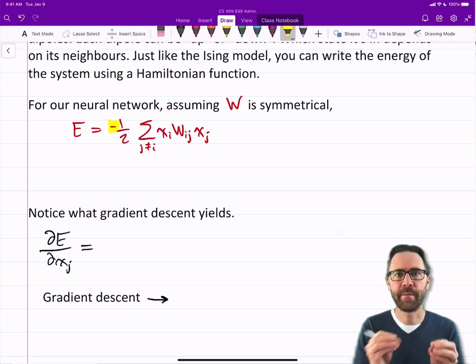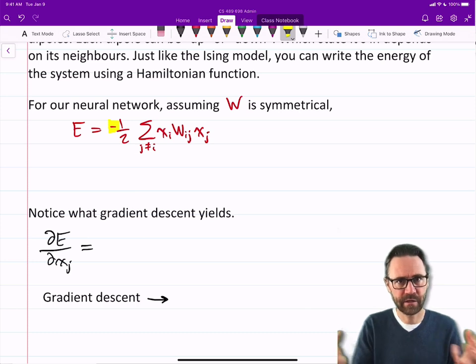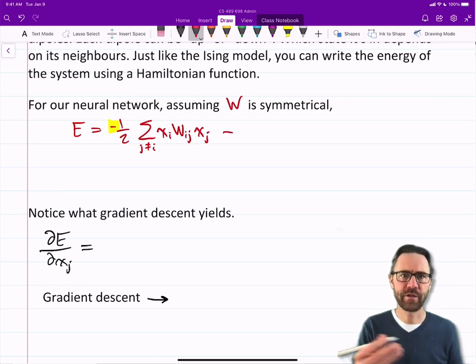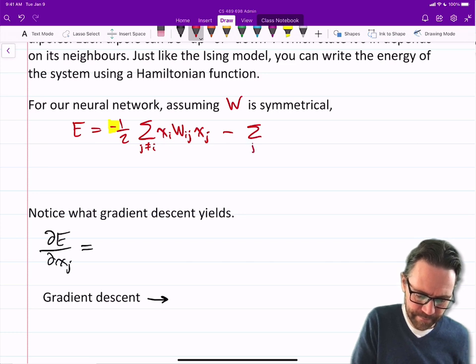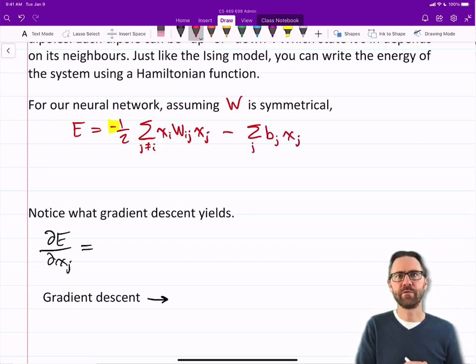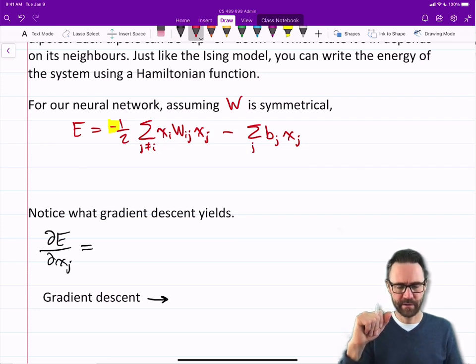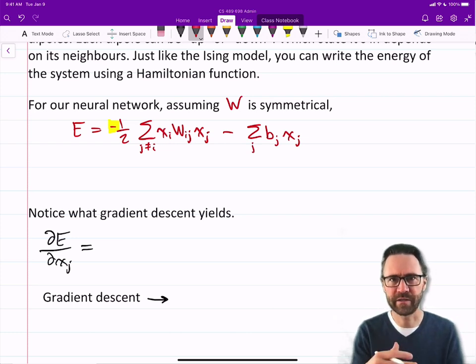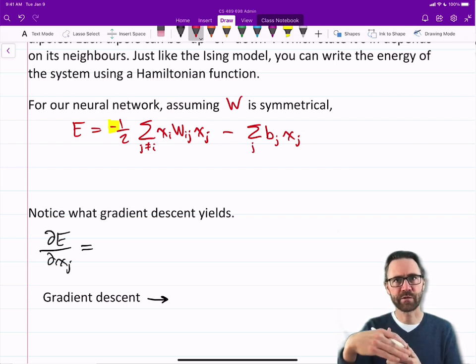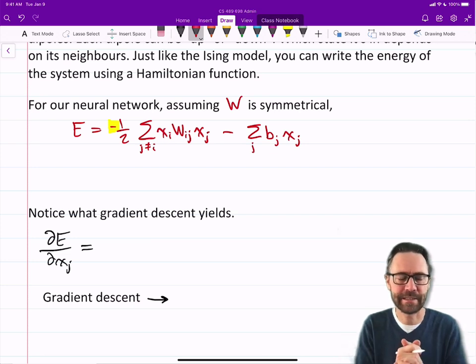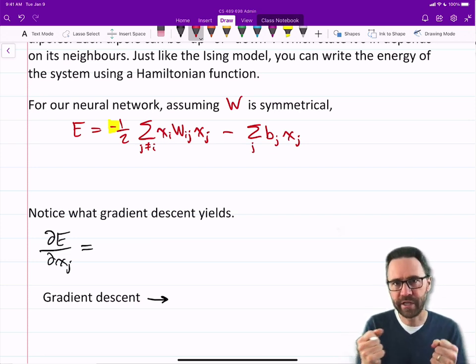This energy is measuring the amount of inconsistency between those node states and the connection weights between them. And we also say that there's an energy cost to each node being on or off. So if node J is on, it reduces the energy by B sub J. Whether Xj is +1 or -1, it's going to add or subtract B sub J. B sub J can be positive or negative. So this is a way of sort of measuring the amount of internal tension in the network, if you like.